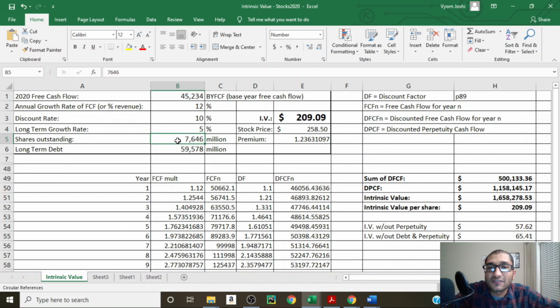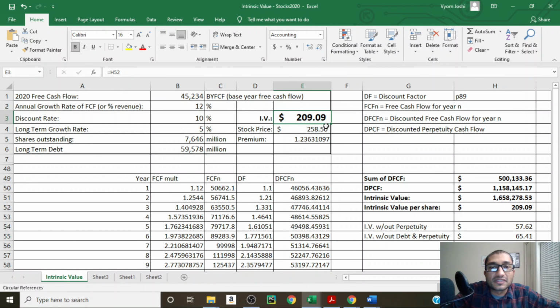The company has 7,646 million shares outstanding and has a long-term debt of $59,578 million. I got this number from Microsoft's balance sheet. After taking into account all these inputs, we get the intrinsic value per share to be about $209 per share. When we compare this intrinsic value to the current stock price of about $258.5 per share, we can see that the current stock is trading about 24% above the company's intrinsic value.